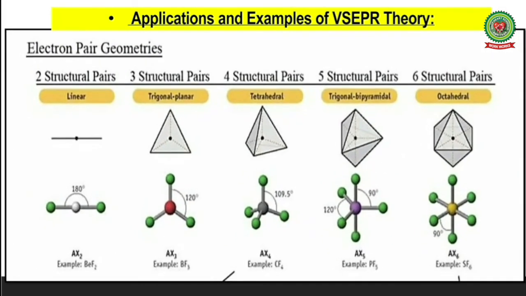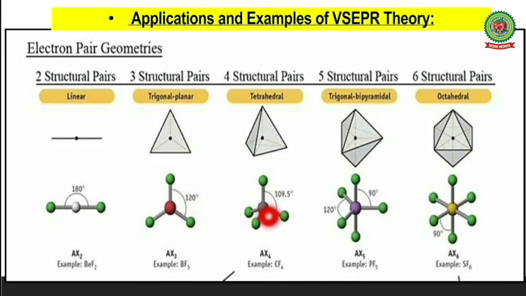Now let us see some examples based on geometries of VSEPR theory. In this case, the same thing is depicted, but along with it, we have given types and examples. So here, two structural pairs, that means one central atom with angle 180 degrees. It is AX2 type, that means there is one central atom and two atoms attached to it. The example is BF2. Now if there are three bond pairs, BF3 is an example, and the geometry is trigonal planar. The angle is 120 degrees.